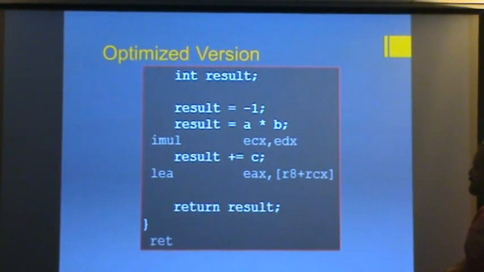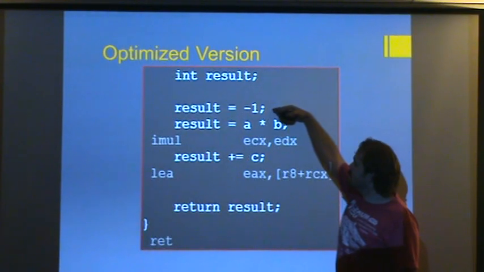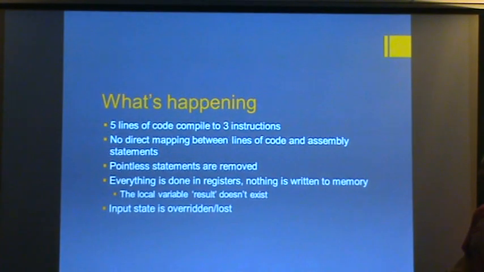The optimized version is much, much shorter. You just have 3 operations. There are 0 writes to memory. This redundant operation right here is removed. There's only 3 instructions in the whole thing. So what's happening here? We have 5 lines of code compiling down to 3 instructions. There's no longer any kind of direct mapping between the lines of C code and blocks of assembly instructions. The pointless or redundant statements have been removed by the optimizer. And everything is done in registers. Nothing is written out to memory. The local variable in the previous version just doesn't even exist in this version of the function.